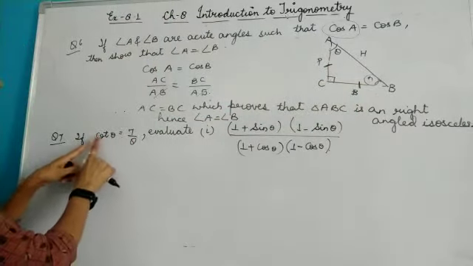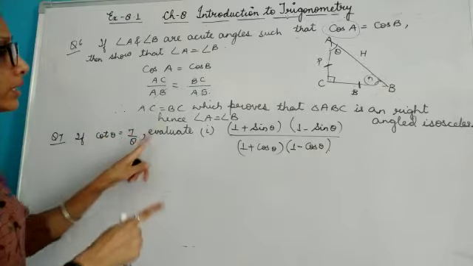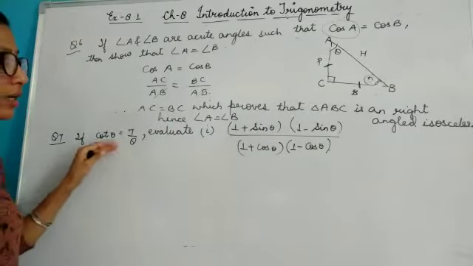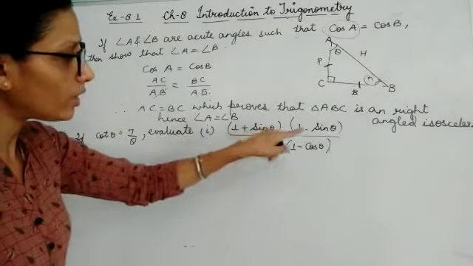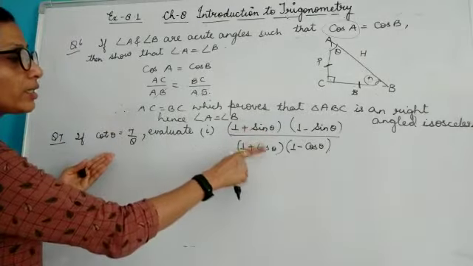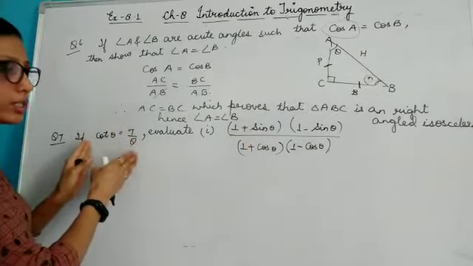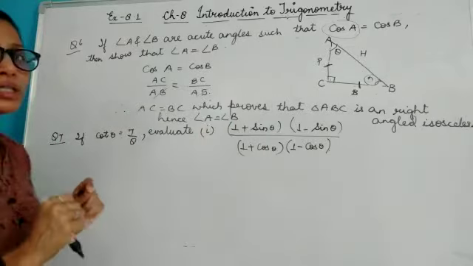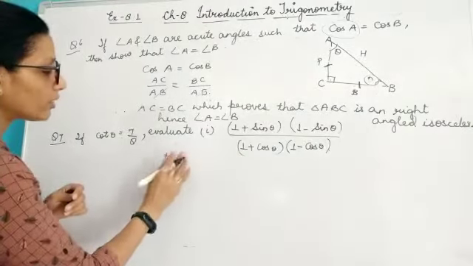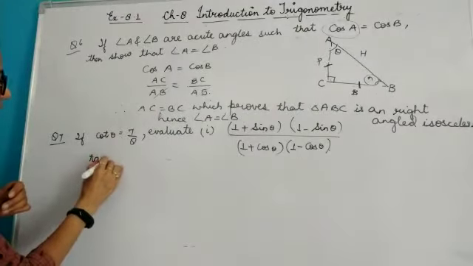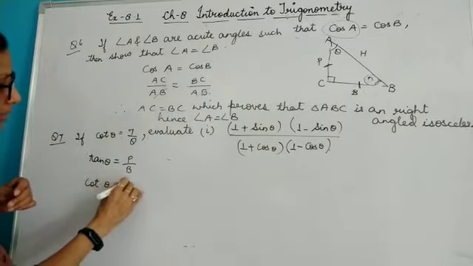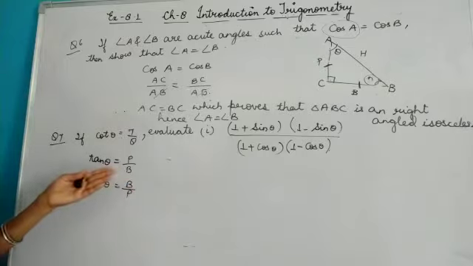Here it is given, if cot theta equal to 7 by 8, evaluate (1 plus sin theta)(1 minus sin theta) by (1 plus cos theta)(1 minus cos theta). You are given the value of cot theta, and in the question you need the value of sin theta and cos theta. So I will be calculating the value of sin theta and cos theta by using this. You know what cot theta is? Cot theta is the reciprocal of tan theta, and tan theta is perpendicular upon base. So cot theta will be base upon perpendicular, just the reciprocal of this.